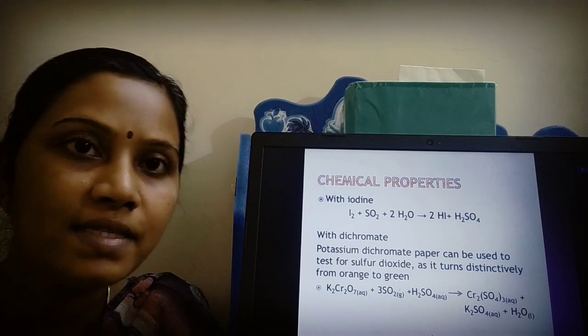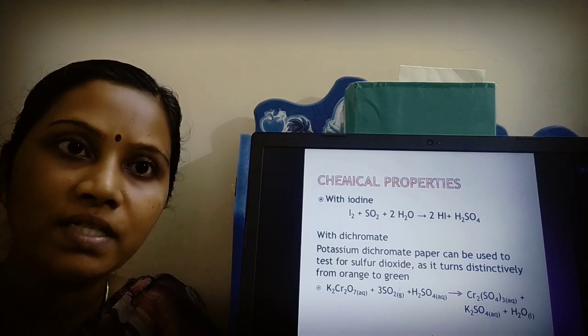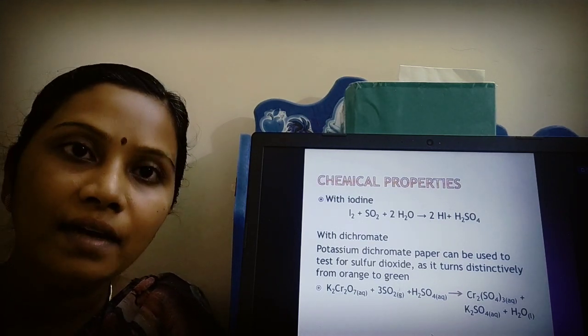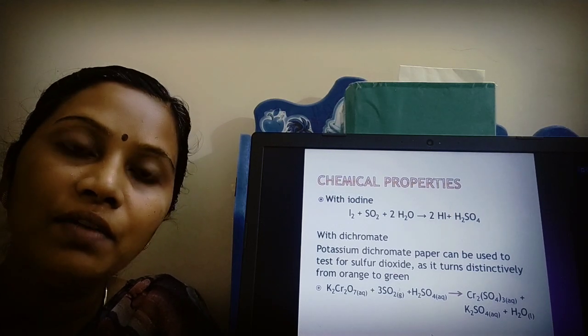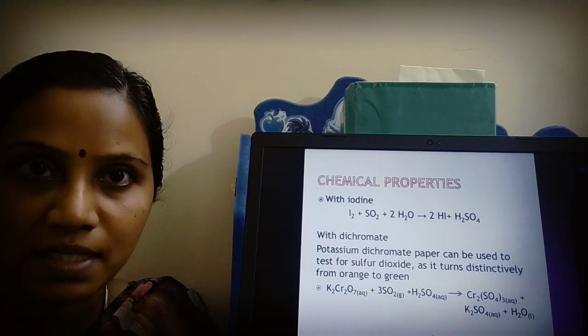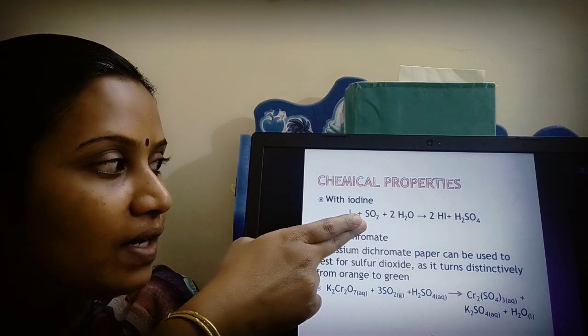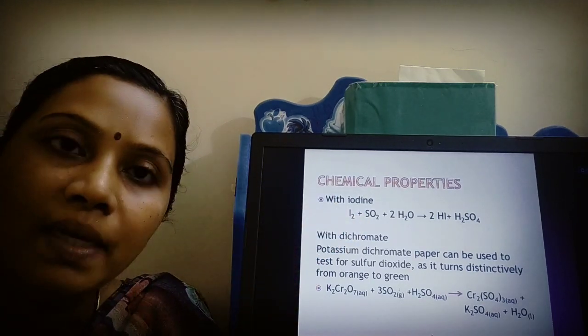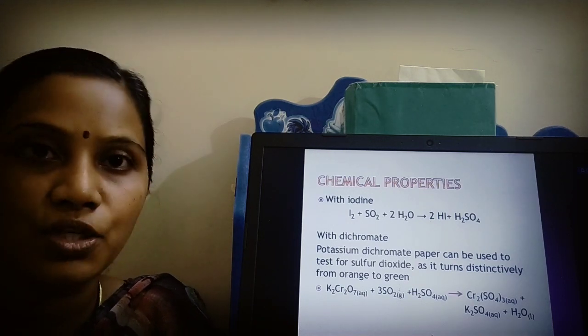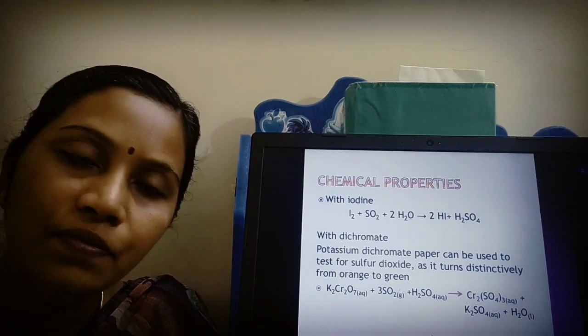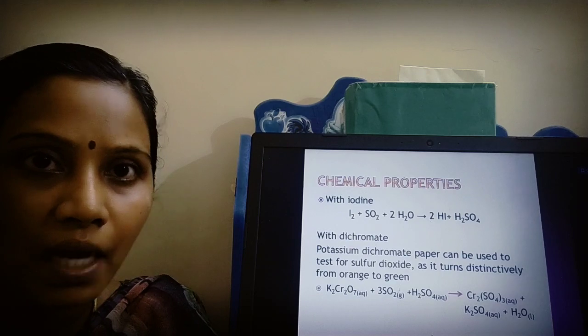We have already seen the chemical property of sulfur dioxide with chlorine, that is a halogen, where we got sulfuryl halides like sulfuryl chloride. Similarly, when sulfur dioxide reacts with iodine, you will be getting sulfuric acid and hydrogen iodide. We will be getting sulfuric acid along with hydrogen iodide.